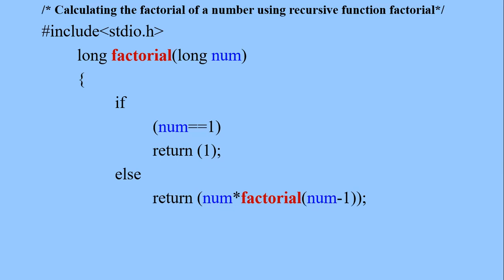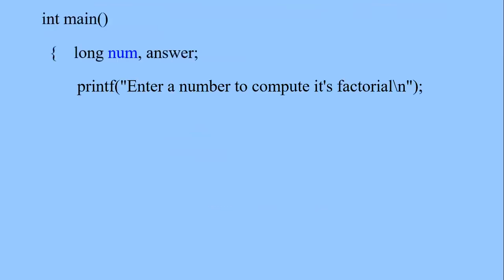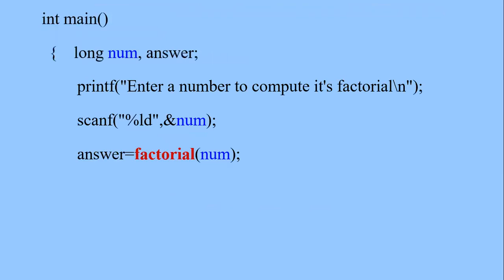And then the final answer, the final product, will be returned to the calling statement, which is this call statement here. So the function Factorio will now return a value, the answer. That value will be assigned into the memory location called answer.